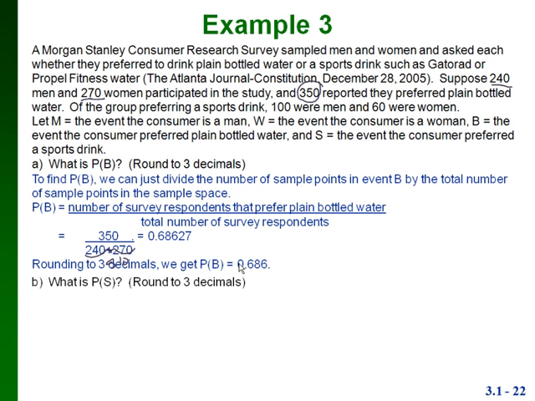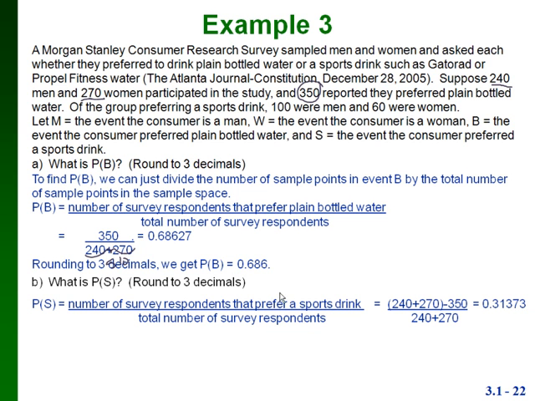Next question, what is the probability of S? S was the event the consumer preferred a sports drink. That means we need to divide the number of respondents that prefer a sports drink by the total number of survey respondents. This one is pretty similar to the last one. We know that 350 out of our whole survey preferred plain bottled water, so the rest of them must have said that they preferred a sports drink. We could take our total in the survey, which was 510, and subtract the 350 to get our total that preferred a sports drink, and this actually comes out to be 160. So we're taking 160 and dividing it by our total again, which is 510, and that gives us 0.31373.